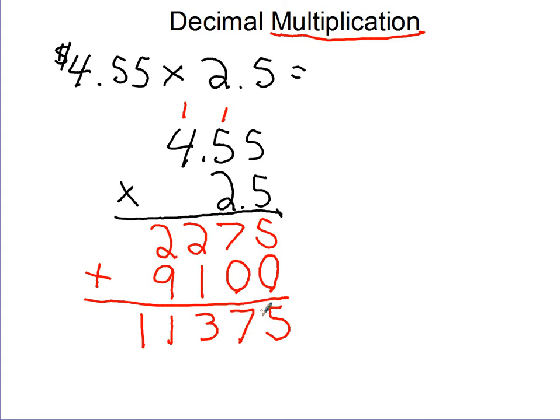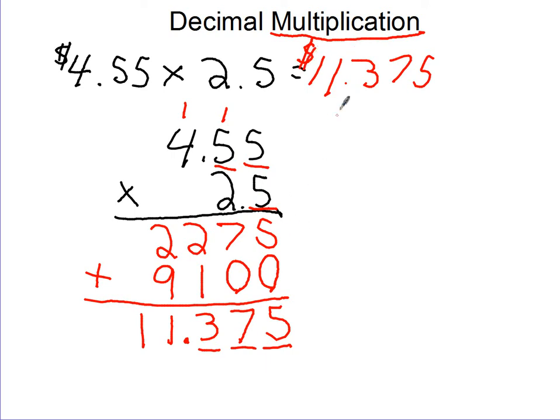Now, my answer is not 11,375. Here's the rule that a lot of people forget, so make sure you listen closely. We need to put the same numbers behind the decimal as there are up here. We have 1, 2 behind the decimal, 3 behind the decimal. There are 3 numbers behind the decimal, so therefore we have 1, 2, 3 numbers behind the decimal. Our answer is $11.375.